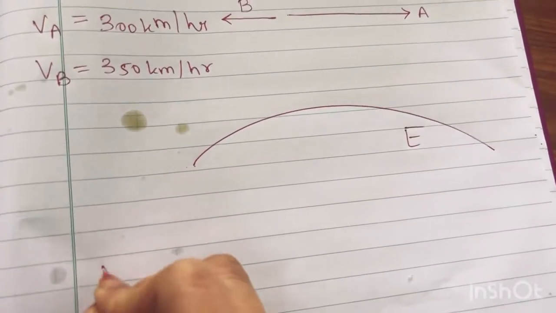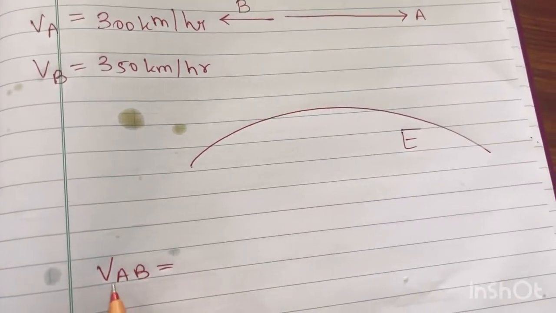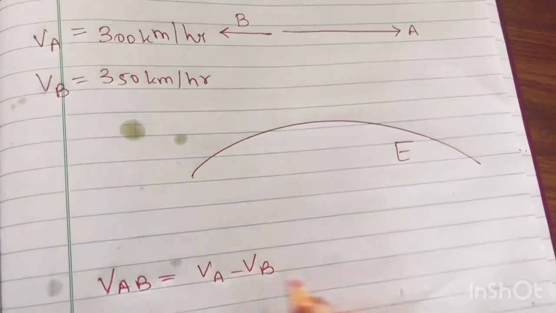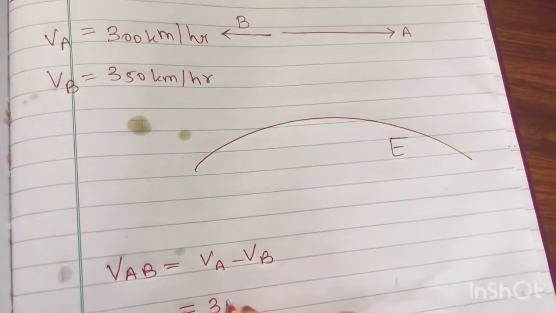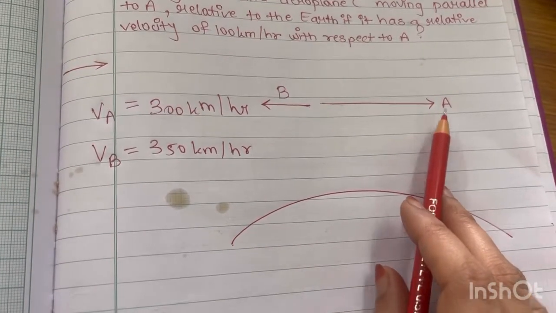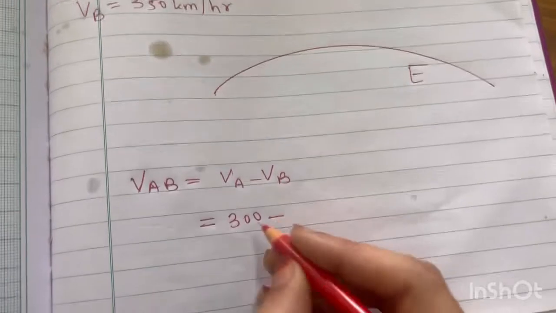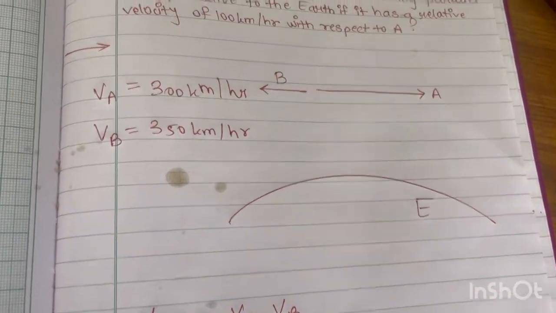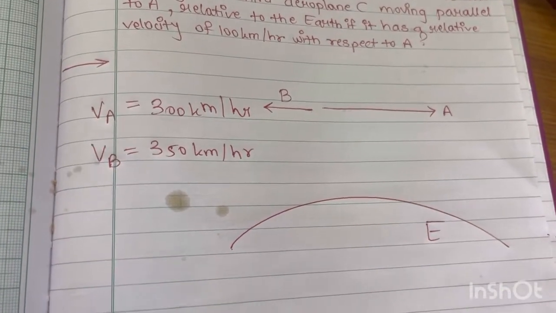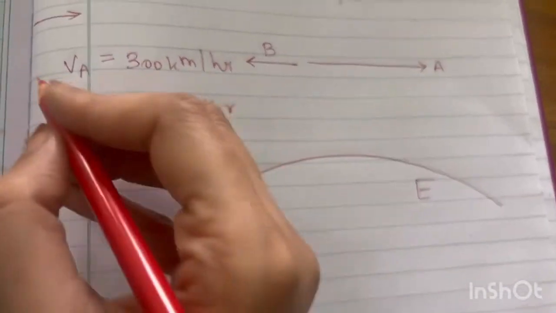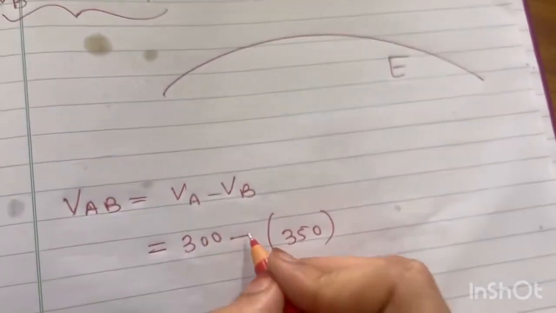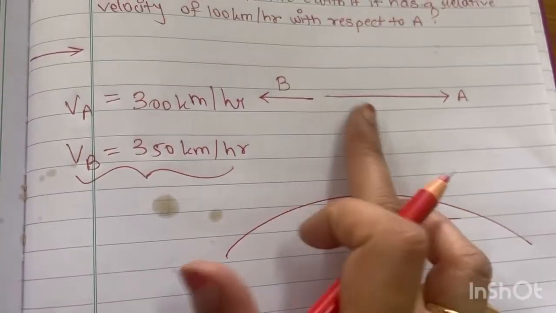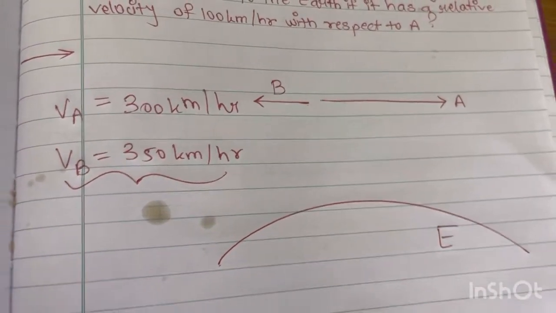So you will calculate VAB because it is the relative velocity of A with respect to B. So it will be VA minus VB. VA is 300. Now here the velocity of A is given to us, the velocity of B is given to us. So the velocity of B is 350. Now when you notice the direction of A and B, it is opposite. So in place of velocity of B, you will write minus. It will be minus 350.